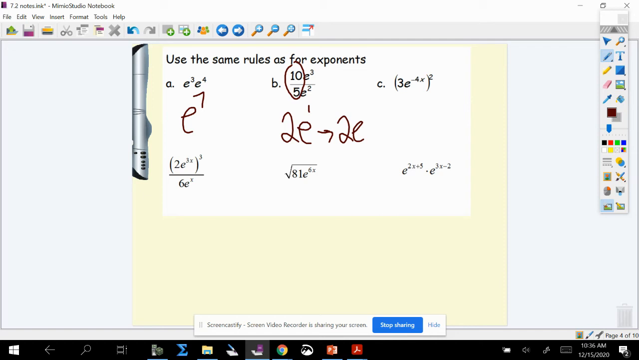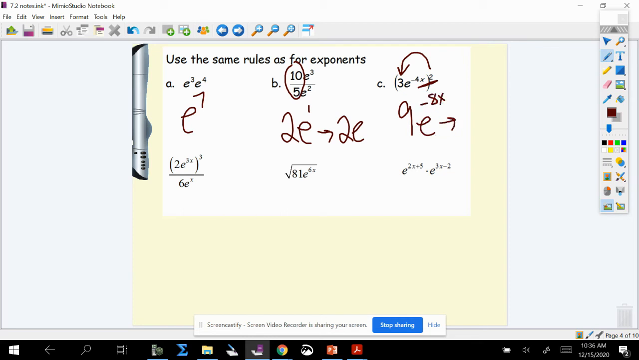For the third one, I'm taking the whole thing and squaring it. So first I have to just square the 3. That is not an exponent rule, that's just 3 squared, which is 9. But my exponent rule comes here. When I'm taking a power to another power, we multiply exponents. So we're going to do -4x times 2, which is -8x.